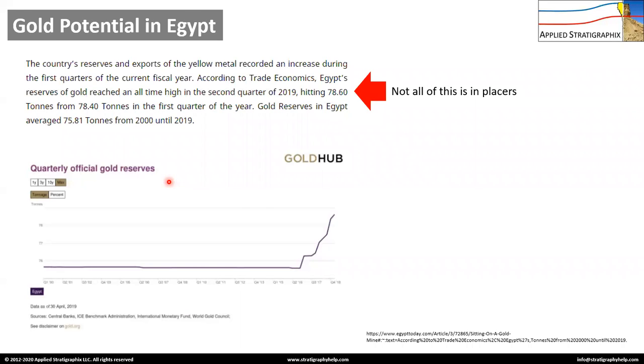Now, of course, Egypt has quite a bit of potential. It's been in the news lately. And these are some numbers that are coming out as to how much potential there is for gold in Egypt. But what I want you to remember is that these numbers are not all based on placers. They are actually based on gold that is essentially lode gold. Okay, but there are places where you can go to on dry stream beds close to these areas, and I'm going to show you some examples.